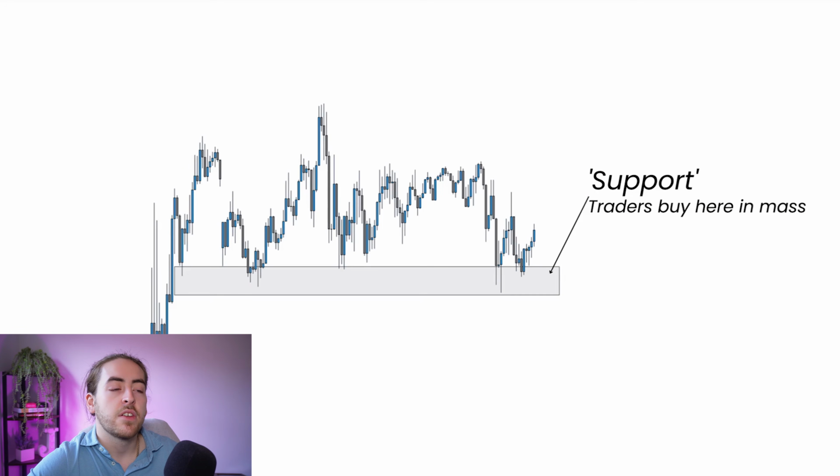So here is a general example to break down what liquidity looks like in a market. Here we can see a market that has bounced from this invisible price area multiple times. Now, the majority of traders see this as a support floor, okay? So traders are going to be buying here en masse.